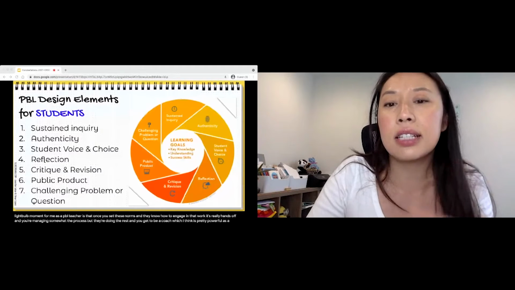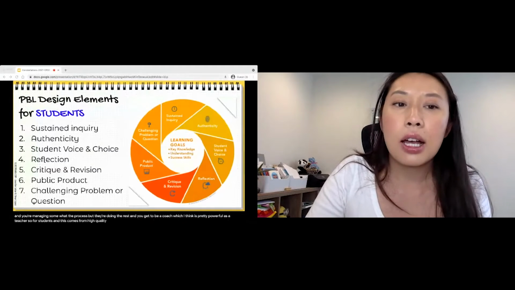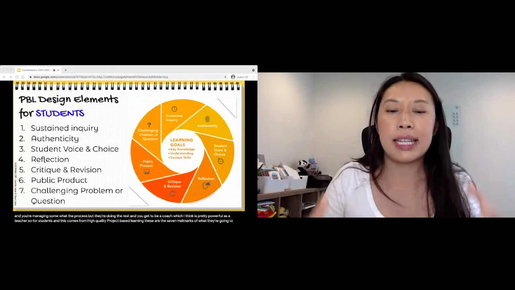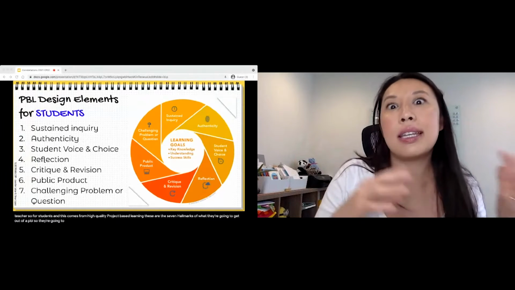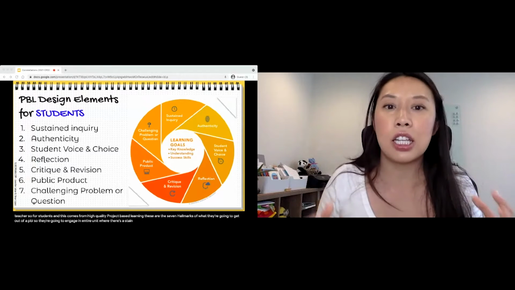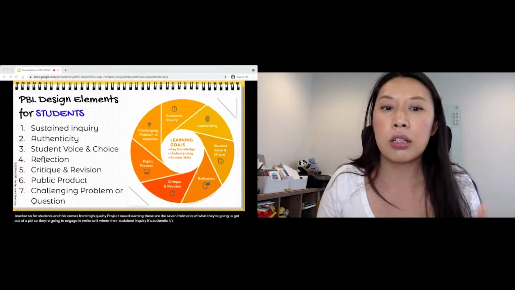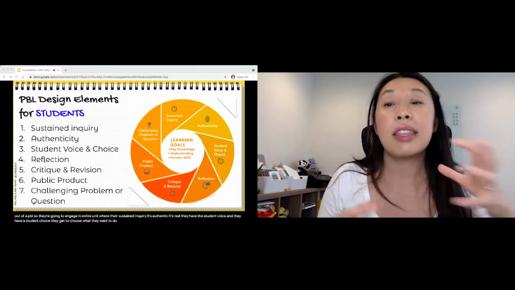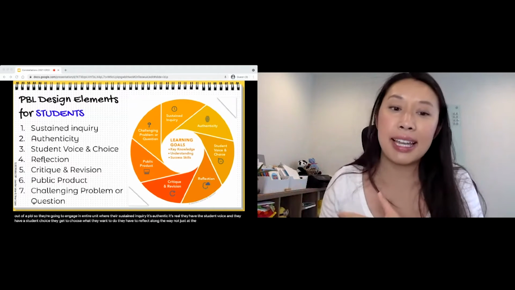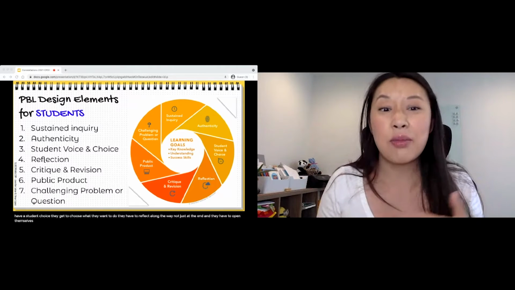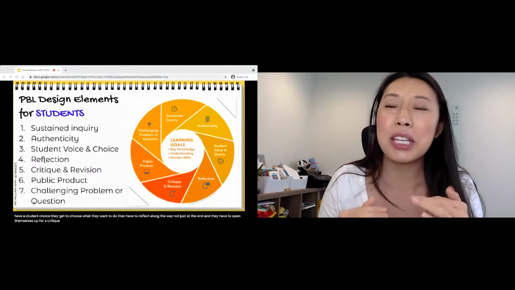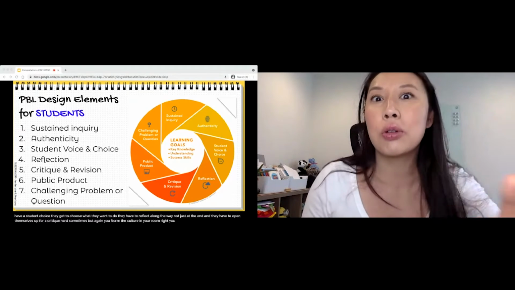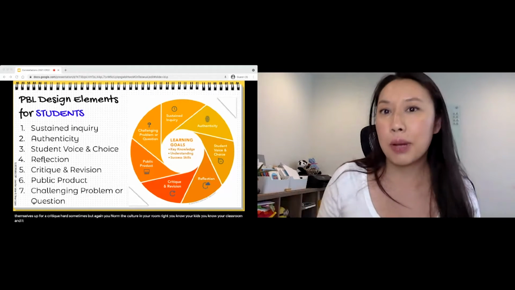For students, and this comes from high quality project-based learning, these are the 7 hallmarks of what they're going to get out of a PBL. They engage in an entire unit where there's sustained inquiry. It's authentic, it's real. They have student voice and student choice. They get to choose what they want to do. They have to reflect along the way, not just at the end. And they have to open themselves up for critique and revision, which can be a little hard sometimes. But again, you norm the culture in your room. You know your kids, you know your classroom. And it is a public product.